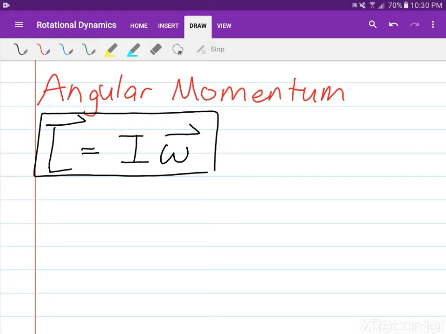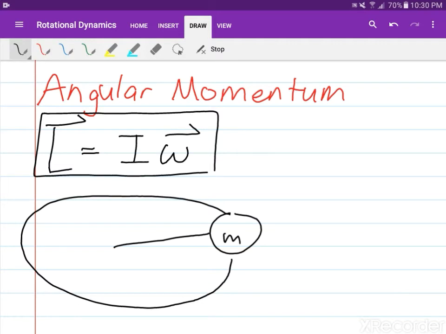Hello everyone. So in this lesson, we are going to learn about angular momentum. So suppose you have an object that is spinning and that object has a mass. So for example, this object is spinning in this direction. So if it has a mass and it is spinning, it should have a moment of inertia.